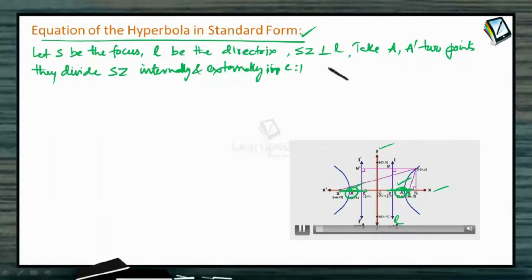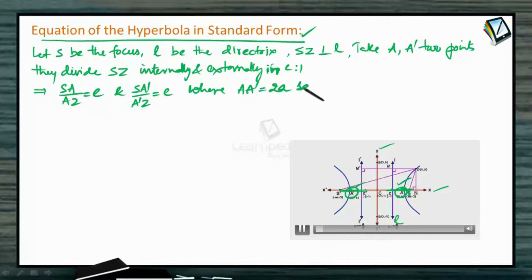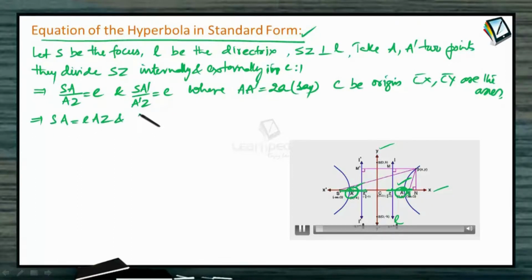So obviously here e is more than 1, and from this we can conclude that SA by AZ is equal to e, and SA dash by A dash Z is also equal to e, where the length AA dash is equal to 2a. Let C be the origin, as it is the point of intersection of the coordinate axes CX and CY. Therefore SA is equal to e into AZ and SA dash is equal to e into A dash Z.